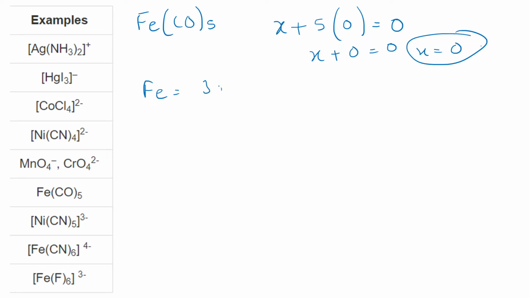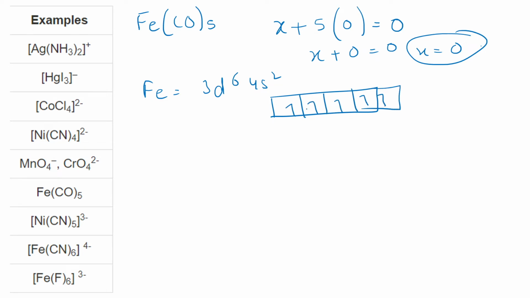Iron has an electronic configuration 3d6 4s2. You will fill the electronic configuration over here: 1, 2, 3, 4, 5, 6. 3d has 6 electrons, 4s has 2 electrons, and 4p is empty.